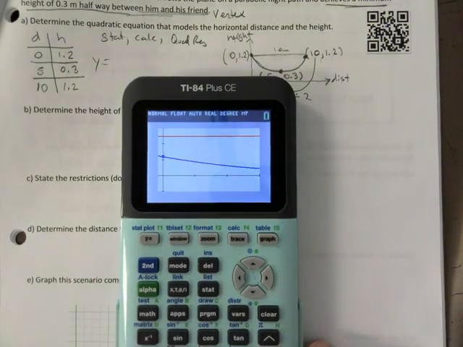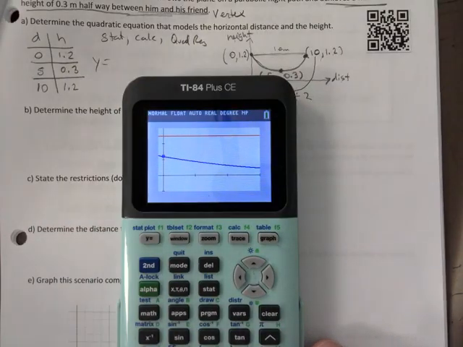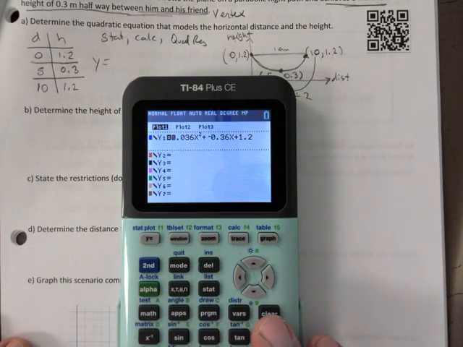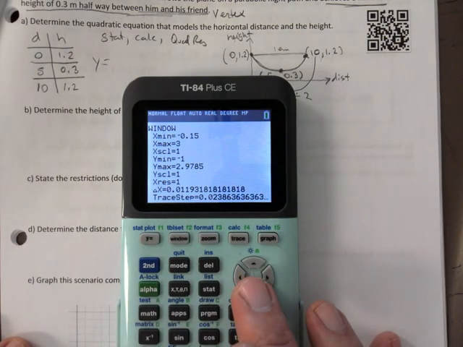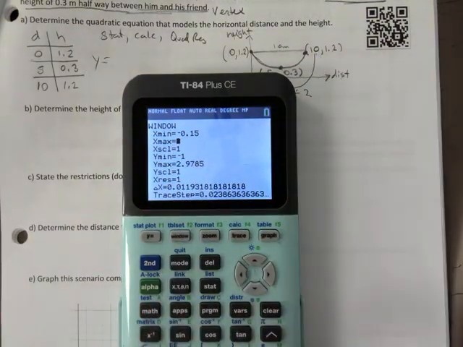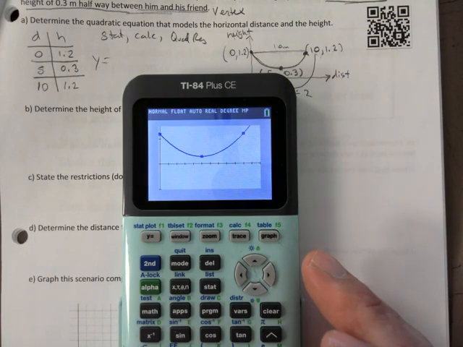Terrible screen window for me. It's not working. So you can go zoom stat. You can do whatever you want, okay? I'm gonna go window. And I know things already. The X max, right, is 10. So I'm going to go 12. My Y max, you go as low as 0.3, as high as 1.2. So if your max is 1.5, that will be just fine. And there you go. That's your graph.